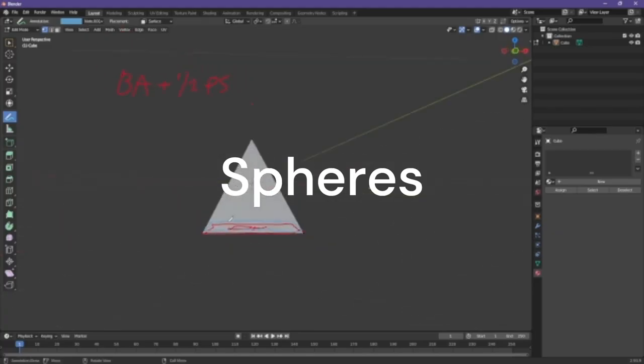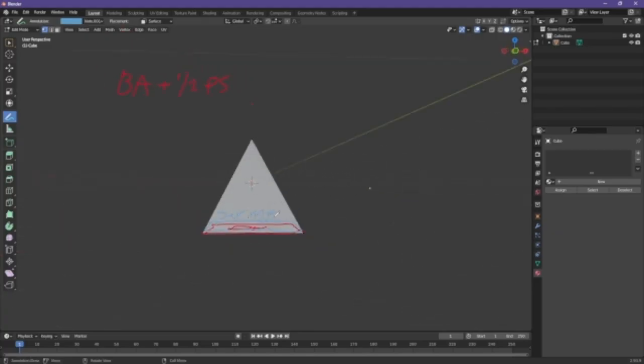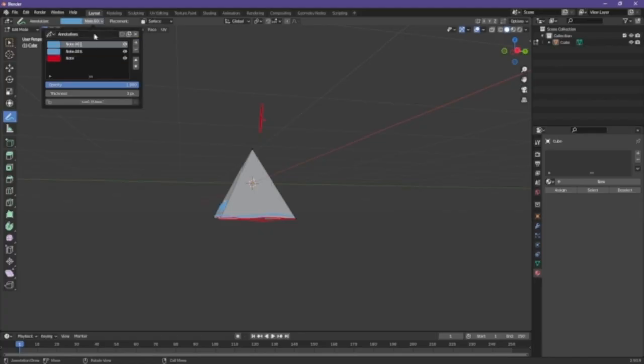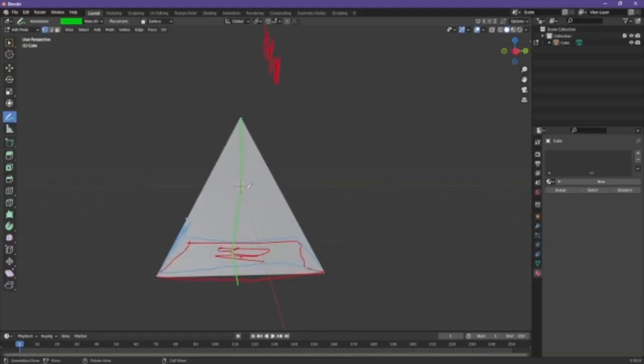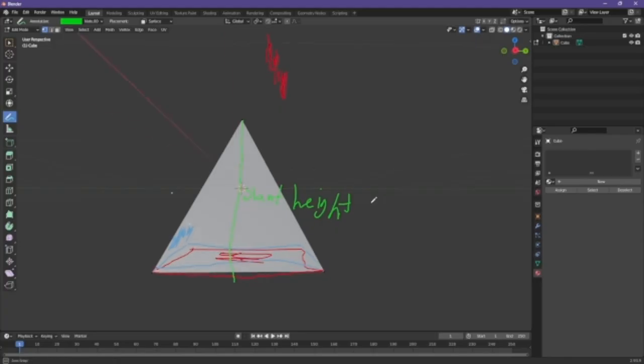Lastly, pyramids. You want to get the base area of, well, the base. Usually it's a square, but sometimes it'll be a triangle or a hexagon. Then you get its perimeter, and then you multiply that by the slant height. So it's base area plus 1/2 perimeter times slant height.